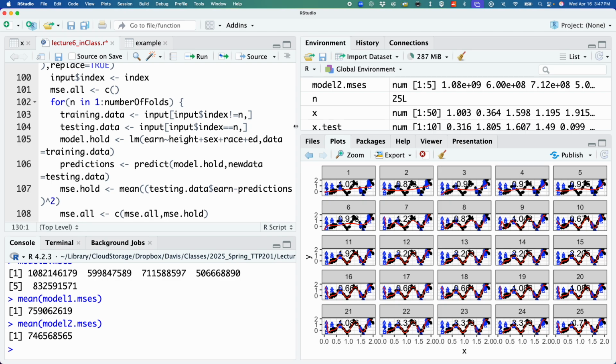Let's see here. Do we want to talk about confidence intervals right now? No, I don't. Okay, I think we're going to end slightly early today. And if anyone has any other questions, I'll be here.